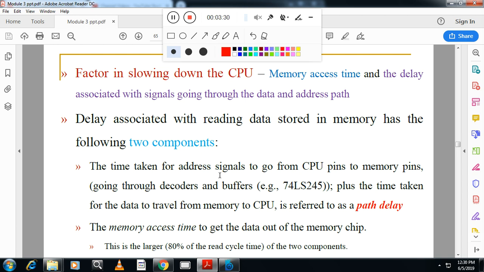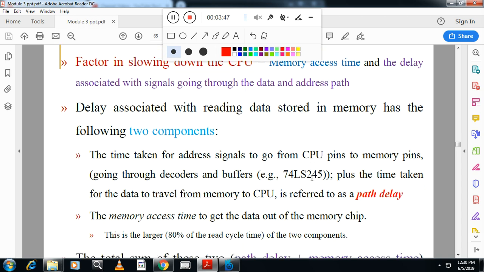First, the time taken for the address signal to go from the CPU pin to the memory pin through decoder, buffers, etc., plus the time taken for the data to travel from memory to CPU, is referred to as path delay. So you can see here memory access time and the path delay. The memory access time to get the data out of the memory chip is larger than 80% of the read cycle time.